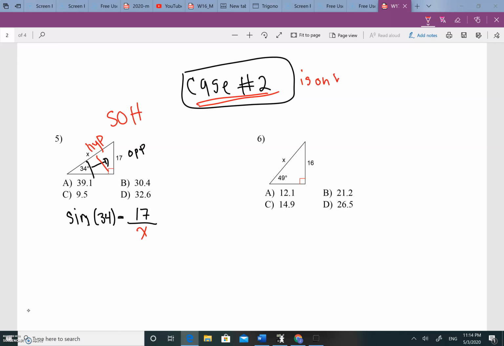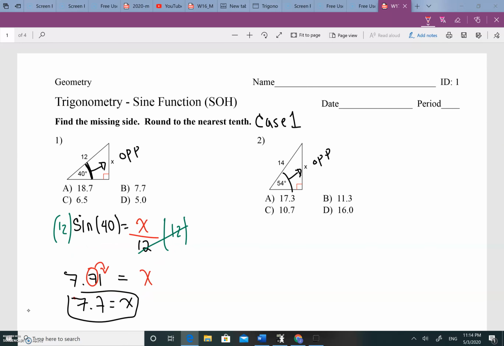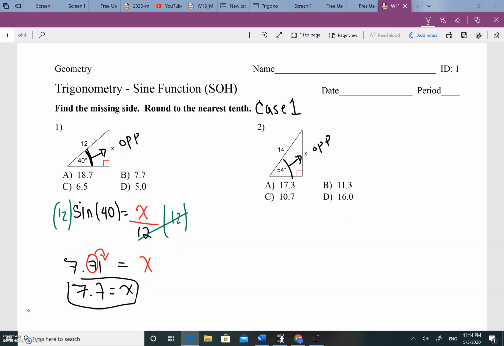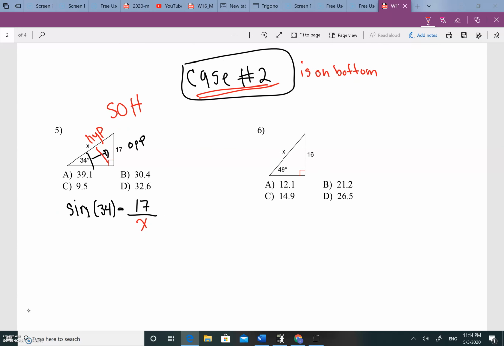So case number 2 has x on bottom, and in case number 1, as you can see in my first example, my x is on top. So case 1, x is on top. Okay, so that's going to make a difference when we go ahead and solve this.